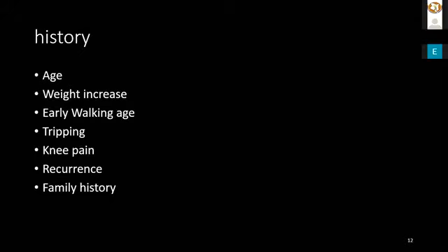History is important in these children, the age of onset. Particularly if the onset is early, that's 0 to 4 years, it has a different natural history. Those who present late, from about 4 to 10 years, the natural history is different, and the treatment approach is a little bit different also. Weight increase: most of these children, particularly early, have high BMI, so it's good to look at that also. Early walking has been said to be a risk factor in the development of Blount's disease.